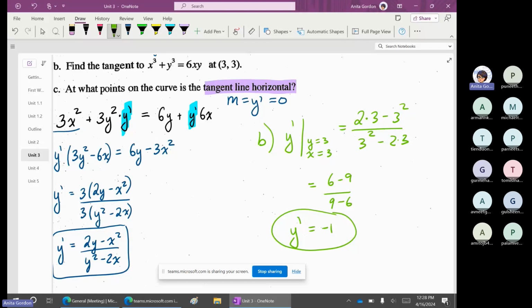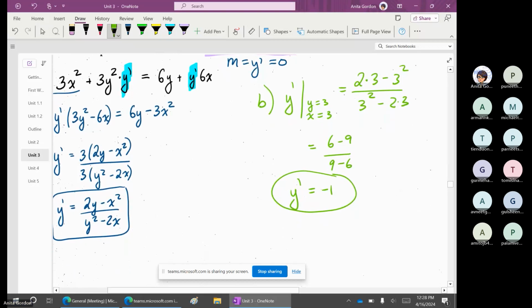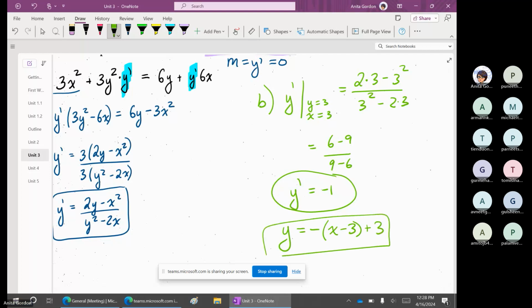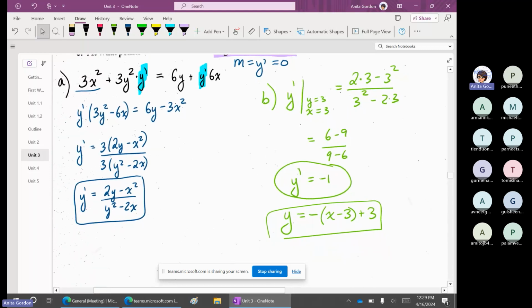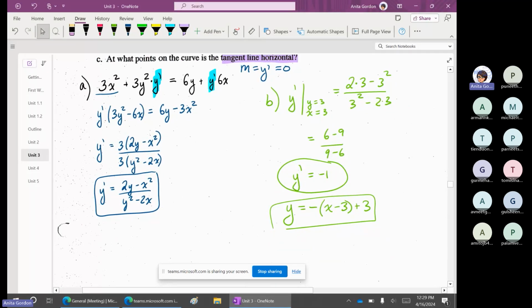Okay, what would be the equation of this line? y equals negative x minus 3 plus 3. Right, because it's asking to find the tangent. The tangent line is another way to say that, right? Find the tangent. Okay, are we comfortable with A and B?